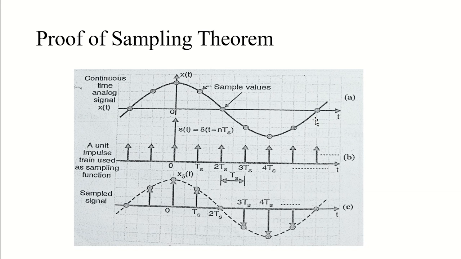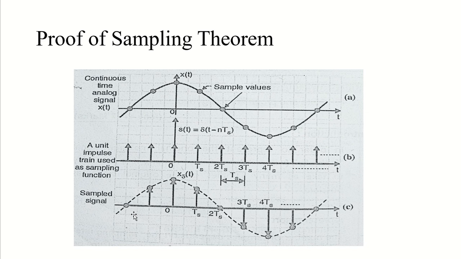Let s of t be a sampling function, and it is a train of equally spaced unit impulses. As you can see here, it has equally spaced unit impulses separated by a period of Ts seconds. The difference between two instances is Ts, and hence the sampling rate or sampling frequency fs is equal to 1 by Ts, where Ts is the time duration between two impulses in the train.